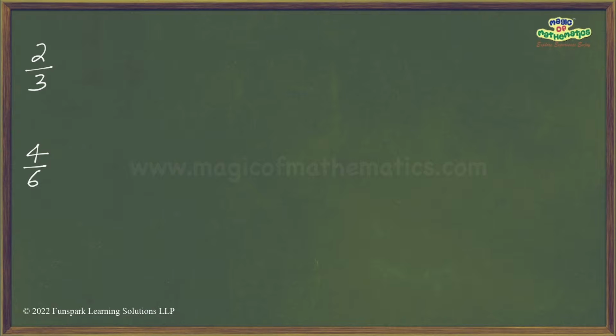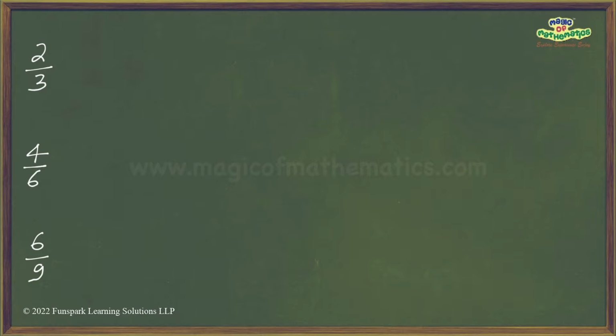Here the numerator and denominator are even numbers and hence are both divisible by 2. We say that this fraction has not been reduced to its lowest terms or it is not in its simplest form. Or take 6 over 9. Here the numerator and denominator have a common factor of 3. So even this is not in its simplest form.